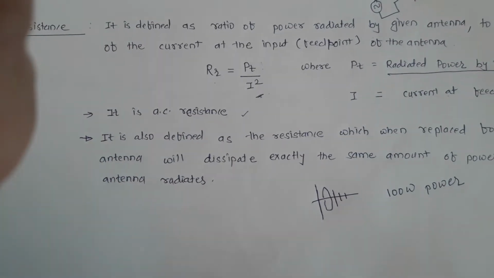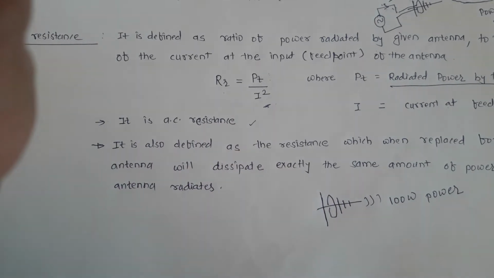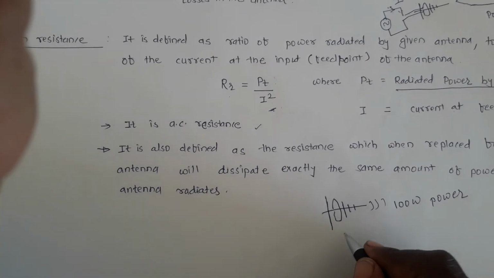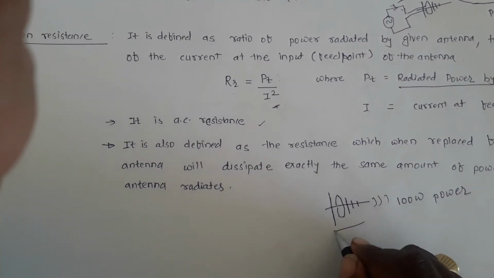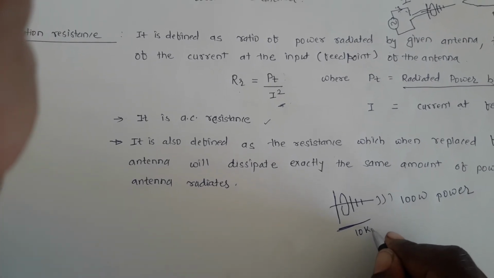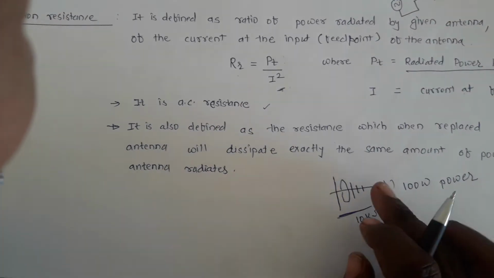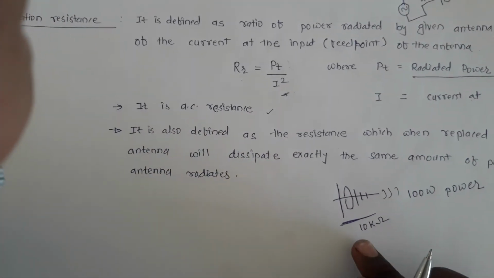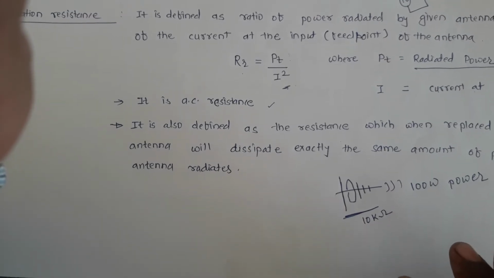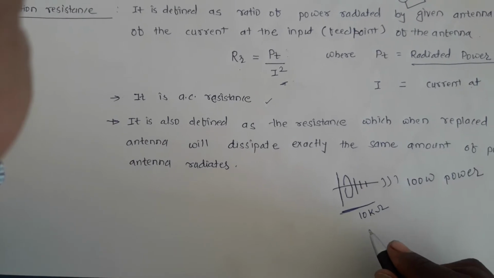So 100 watt power is transmitted or radiated by this particular Yagi-Uda antenna. Now suppose the total resistance of this antenna is 10 kilo ohm. I am taking this as an example. So the total impedance or resistance of this antenna is 10 kilo ohm, or we can say any resistance value.